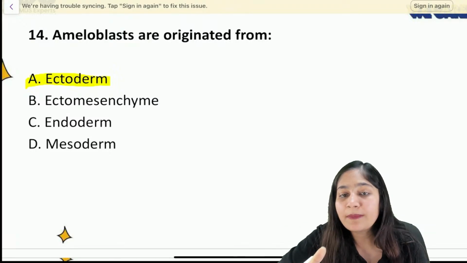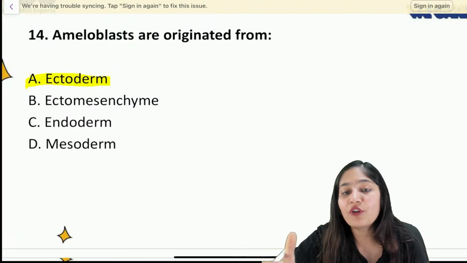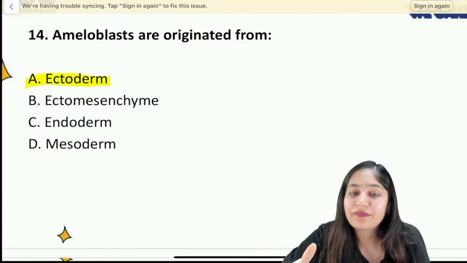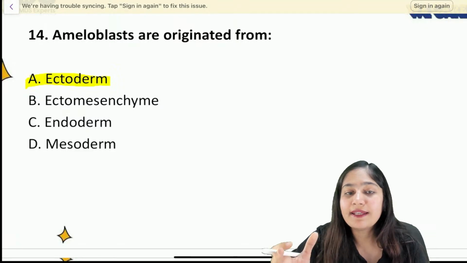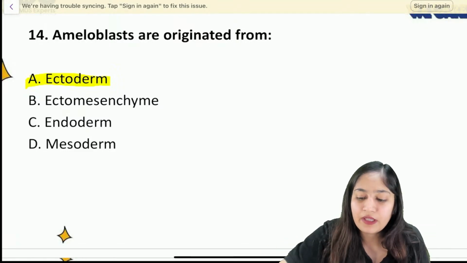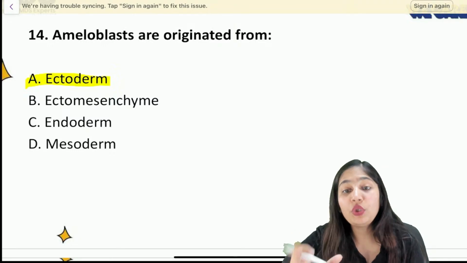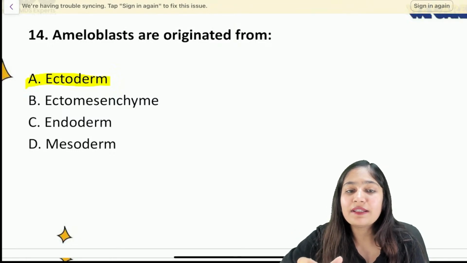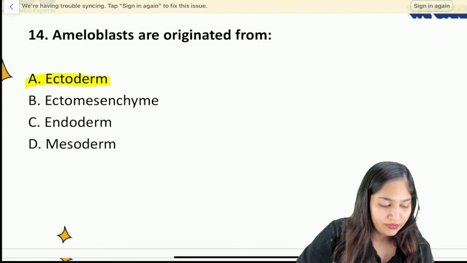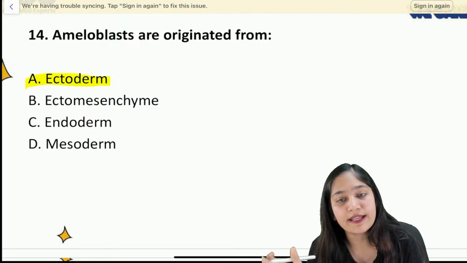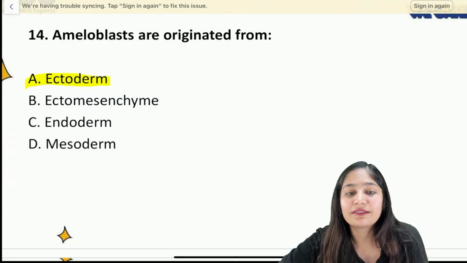Which structure of the tooth germ forms enamel? Ameloblasts are enamel forming cells, right? So which structure forms enamel? The enamel organ, and the enamel organ is ectodermal in origin. All the tissues of the teeth except enamel are derived from neural crest cells, while enamel is derived from ectoderm. So remember this: all the tissues of the teeth except enamel are derived from neural crest cells, that is ectomesenchyme.